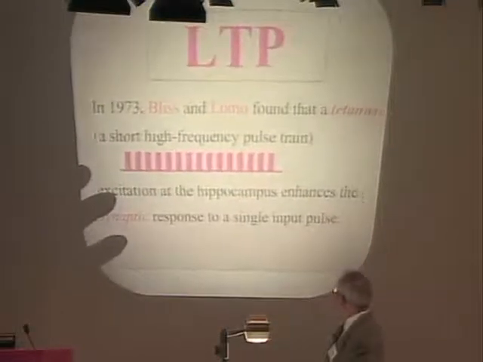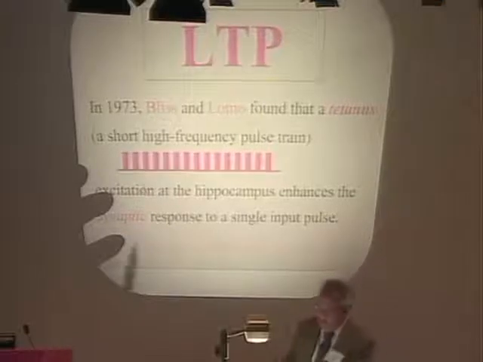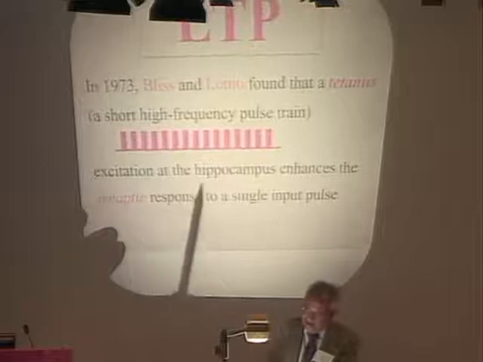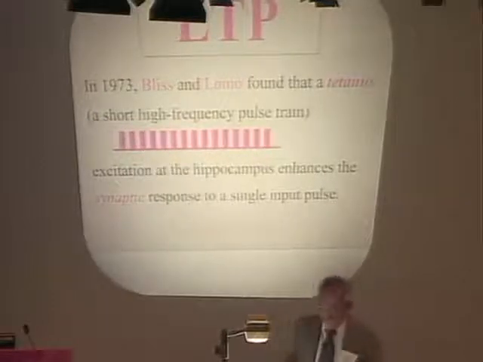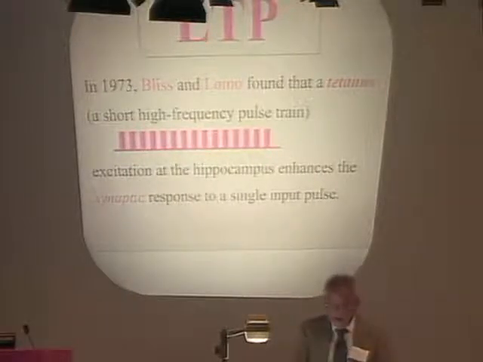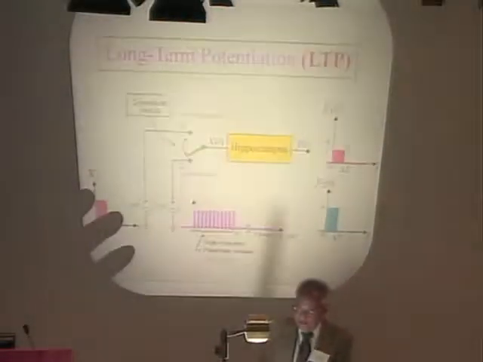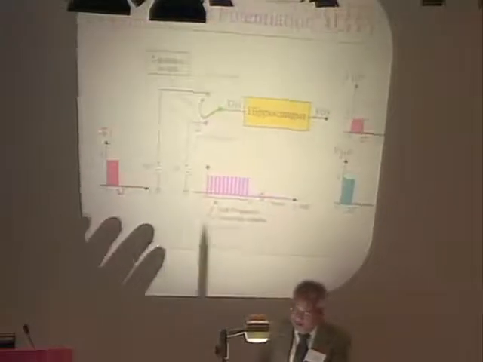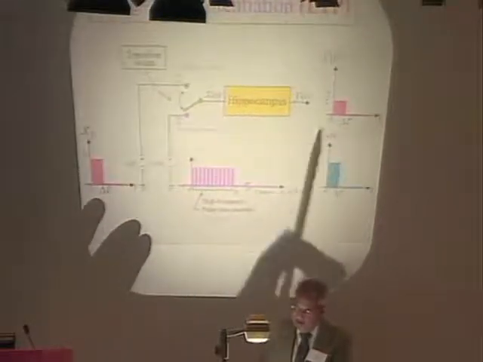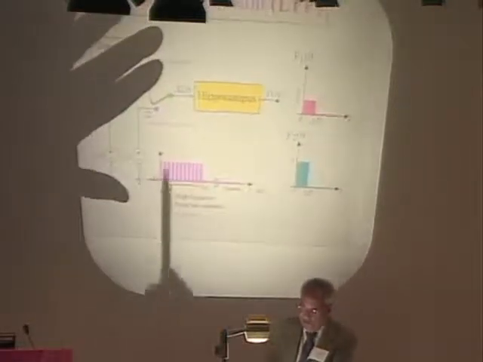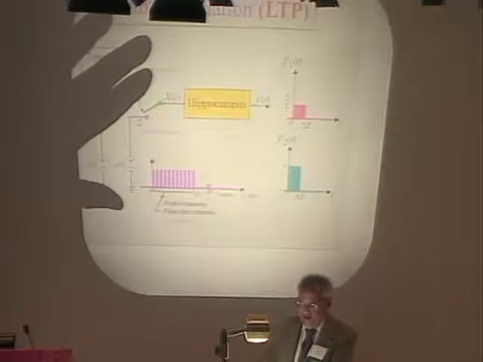Lomo found that tetanus, which is just a fancy word for a pulse train of voltages or signals, excitation within the hippocampus, by the way. They knew about the important hippocampus, so they tried there, and they found that this excitation enhances the synaptic response to a single input pulse. In other words, if you imagine that this is the hippocampus, first you put in a pulse signal, and let's say this is the response. What they did is now they would put in first a train of pulses, and then you wait for 5 hours.